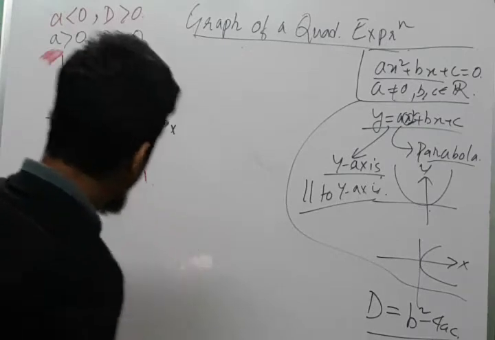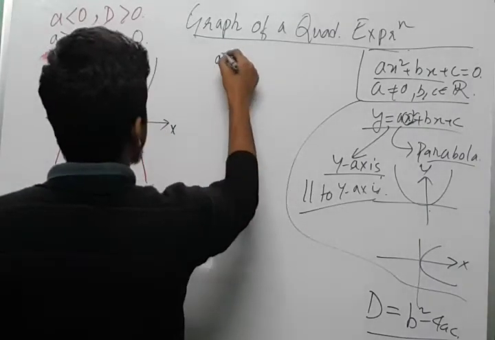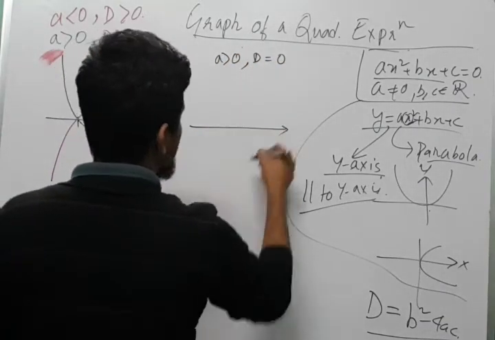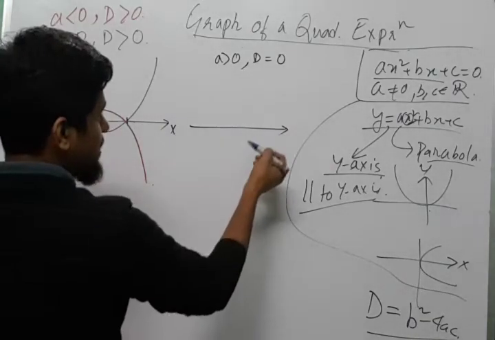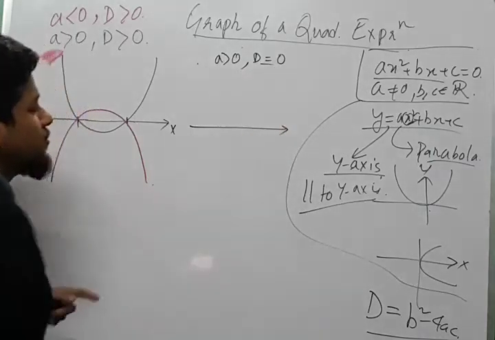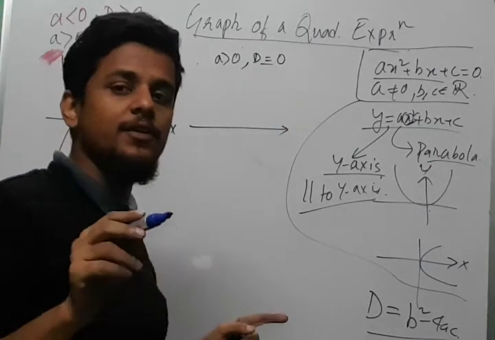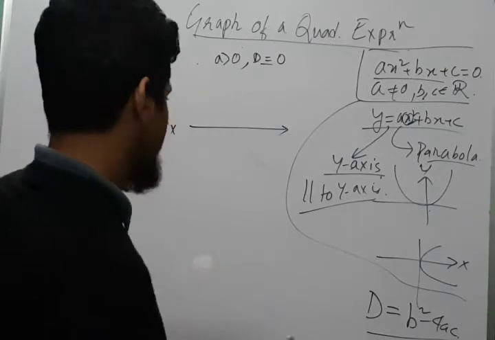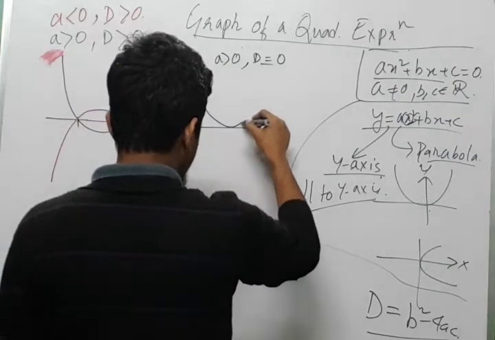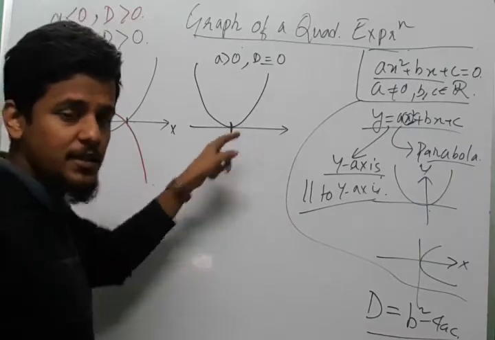Now what happens when D is equal to 0? If a is greater than 0 and D is equal to 0, with this as the y-axis and this as the x-axis, the parabola opens upwards, and since D is equal to 0, both the roots are equal. It means the curve touches the x-axis once, giving a curve of this format, and the point where it touches the x-axis is the root.